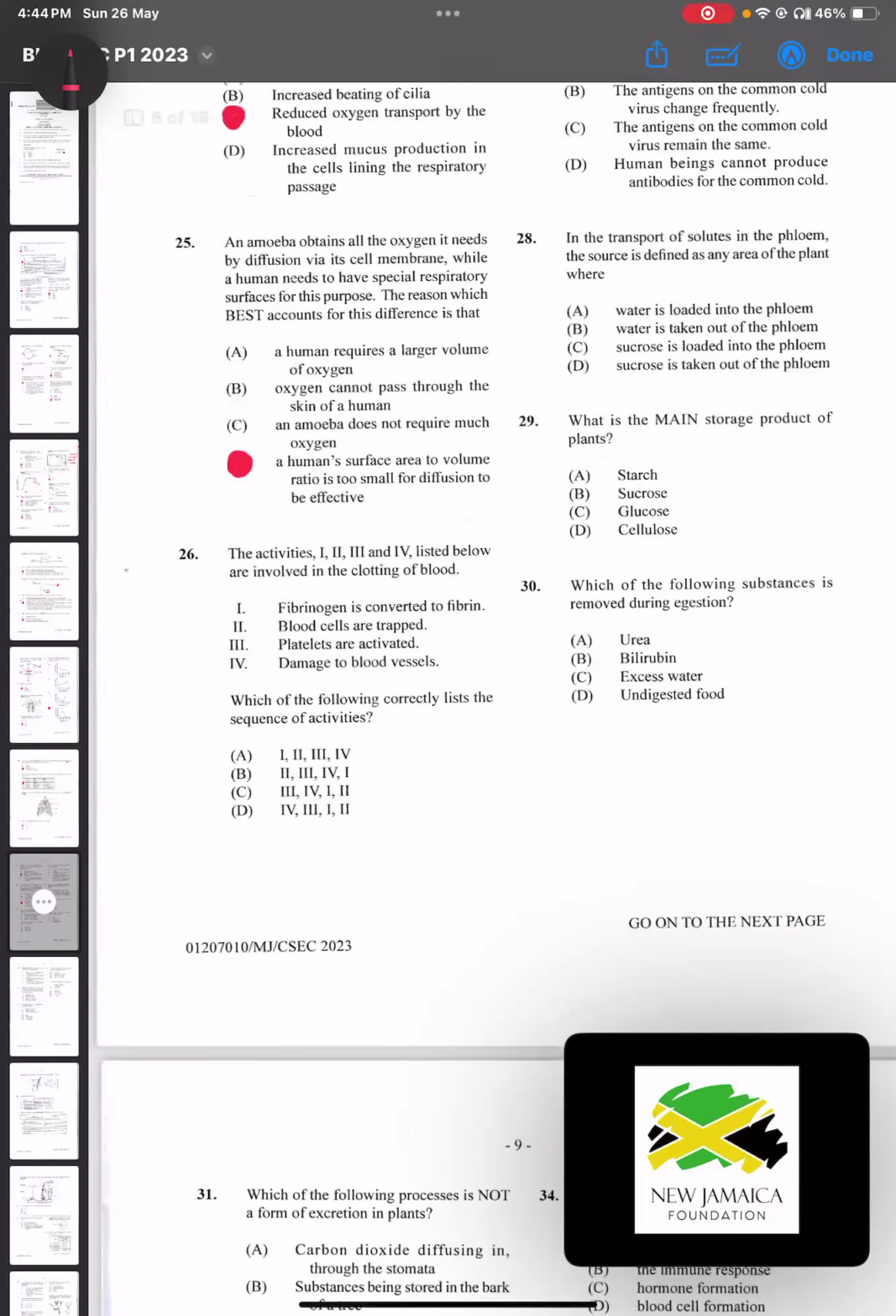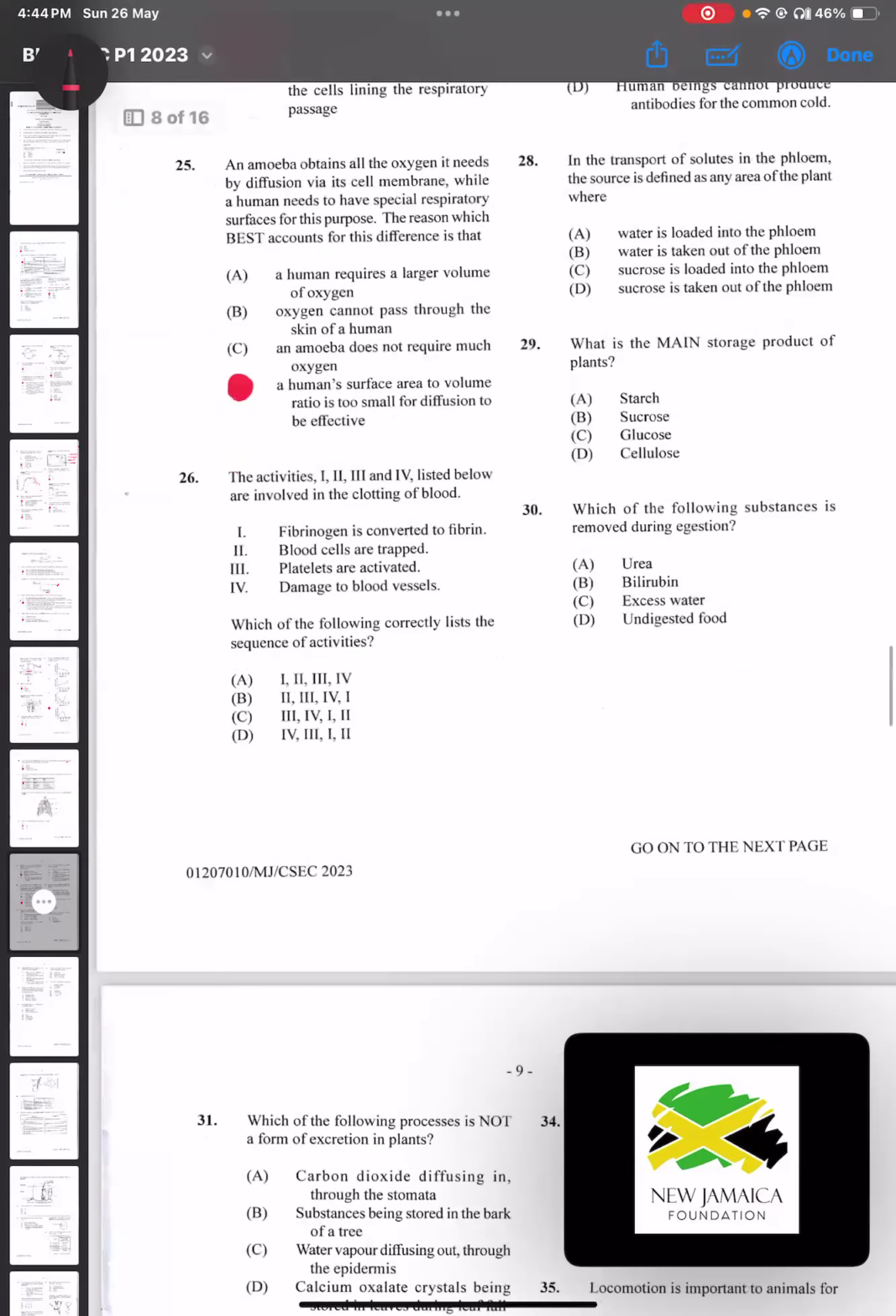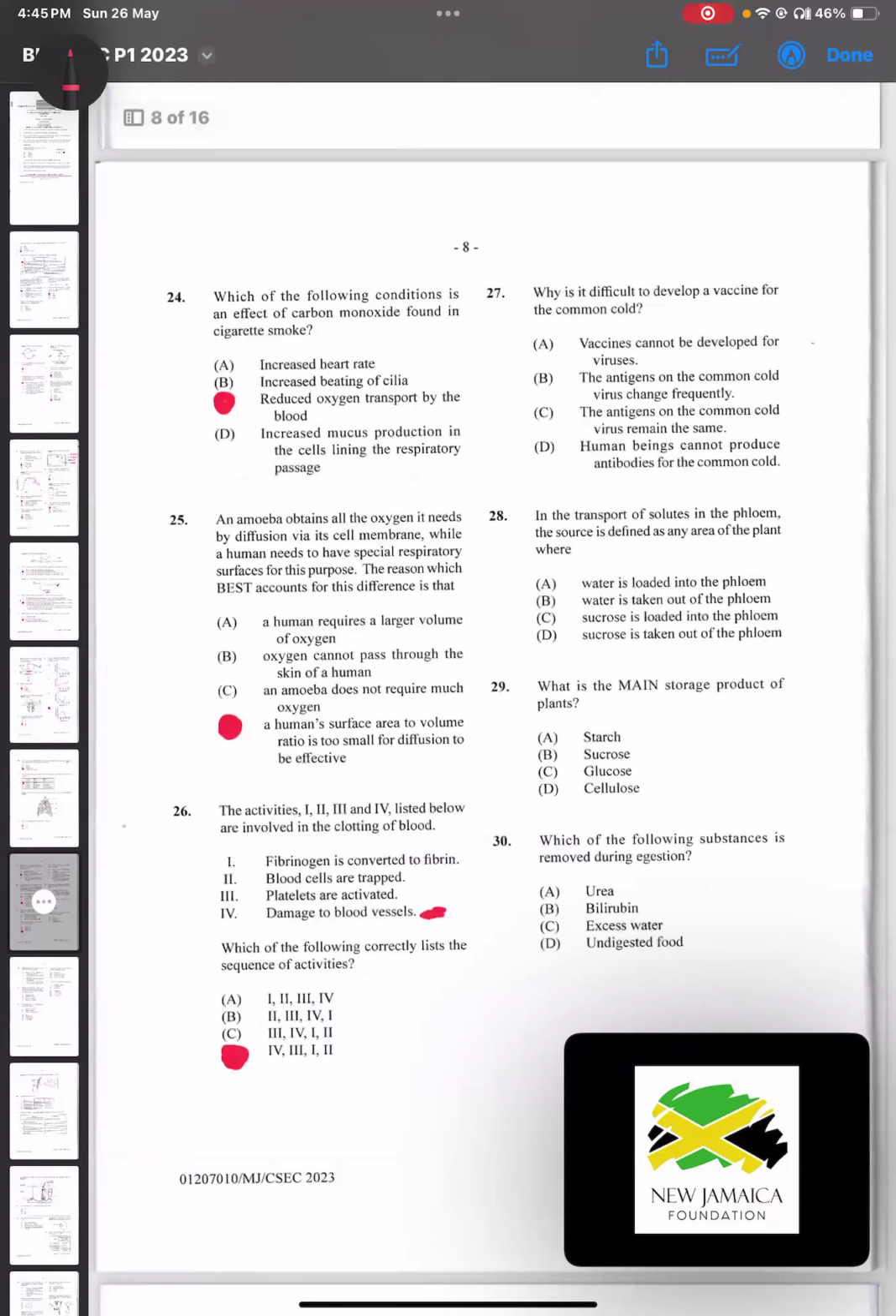And then 26, it's asking you what is the sequence of events for blood clotting. We know that it obviously has to start with damage to a blood vessel. So the only one that starts with damage to a blood vessel is B. So if you weren't sure, that's a way that you could figure it out. So you have damage to the blood vessel, then the platelets are activated, fibrinogen is converted to fibrin, and then blood cells are trapped. So that's the order in which it happens: 4, 3, 1, and 2. So D is your answer.